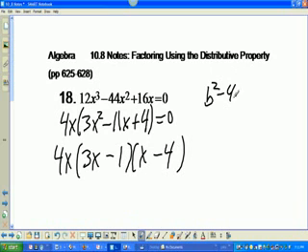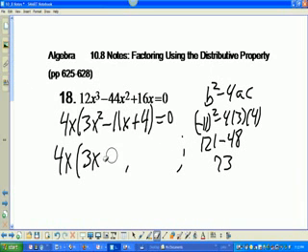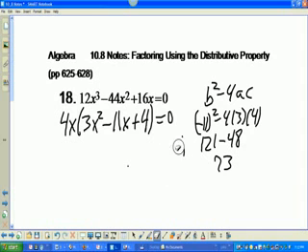Well, let's check it. B squared minus 4ac. So that'll be b is negative 11 squared minus 4 times a, which is 3, times c, which is 4. So I get 121 minus 48. And 121 minus 48 is 73. That's not a perfect square, is it? So this one is not factorable. So if I'm going to go back up here, I can factor just the first step, but how in the heck do I solve a problem if I can't factor it?